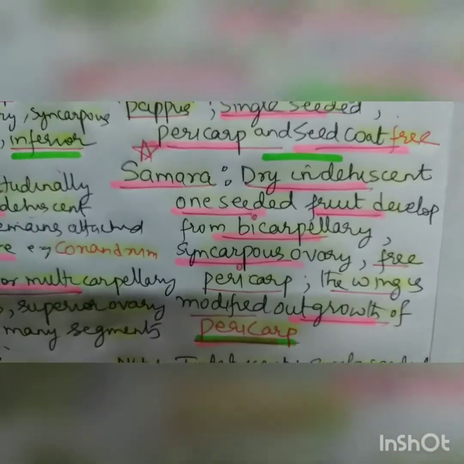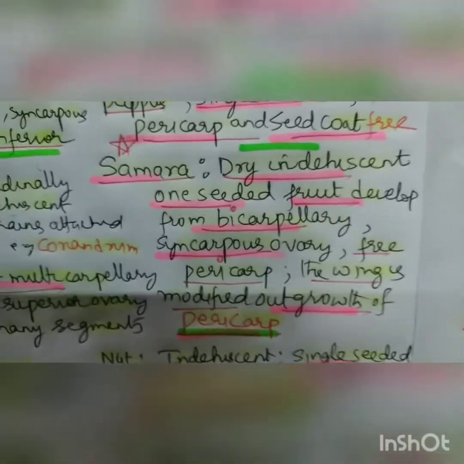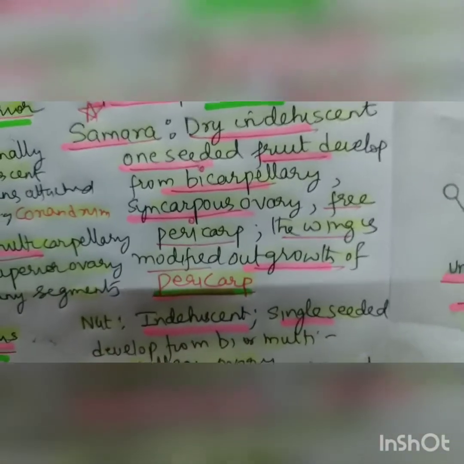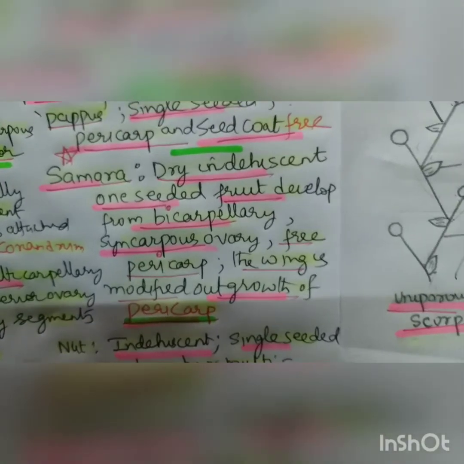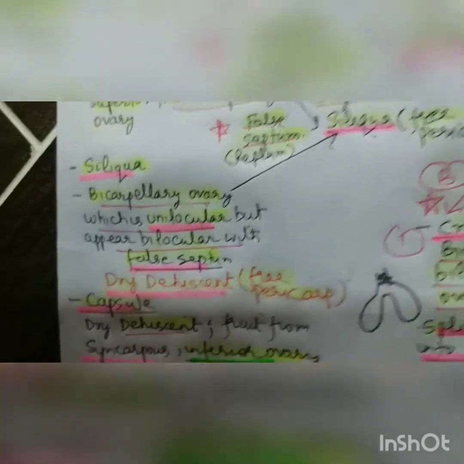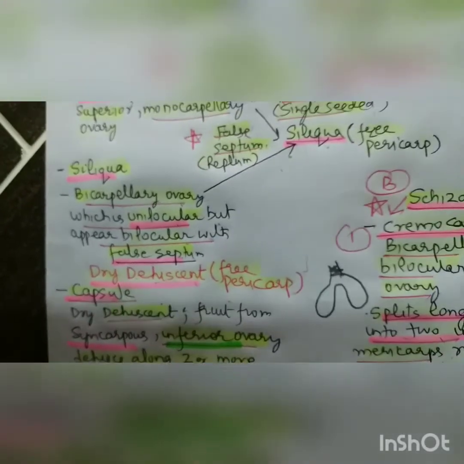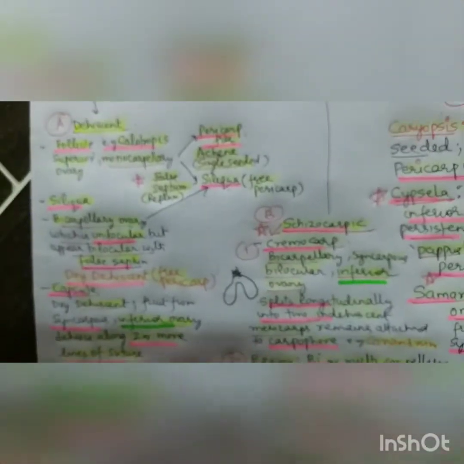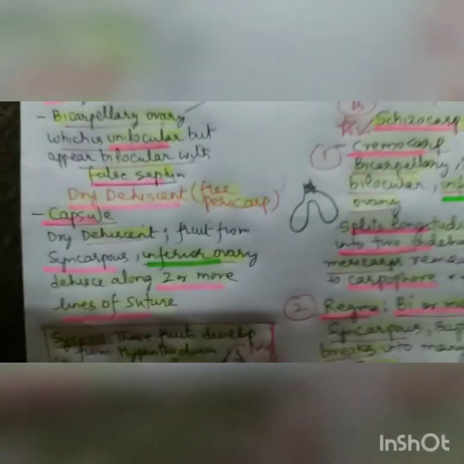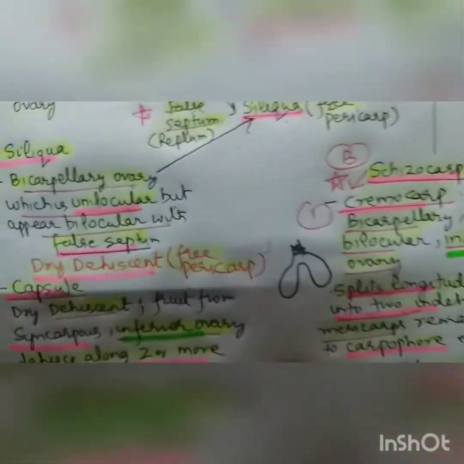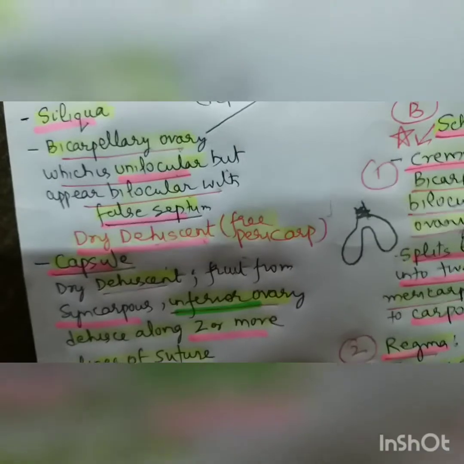Then the third option is Samara. Samara is a dry indehiscent one-seeded fruit developed from again bicarpellary, but here the pericarp is also free. And the last option is Siliqua. It is also from the same bicarpellary ovary, and here the pericarp is also free. So in this question it is very important to know that all three options, that is Cypsela, Samara and Siliqua, have a bicarpellary ovary. See the cleverness of the examiner.